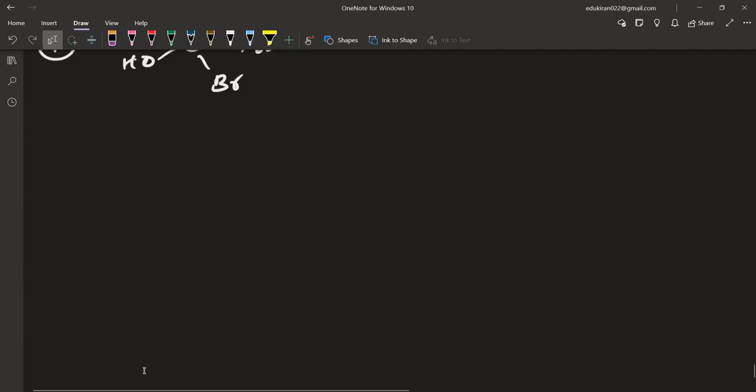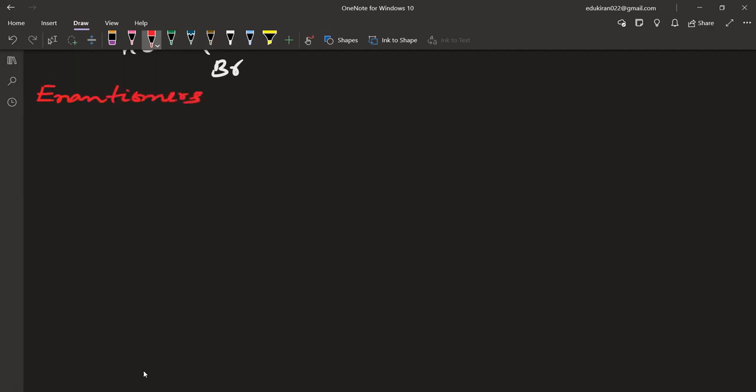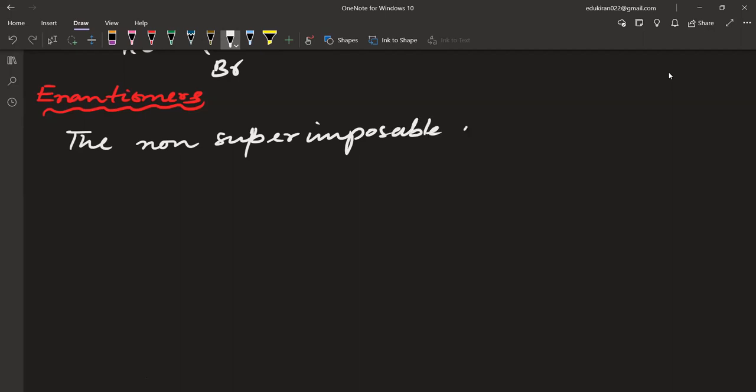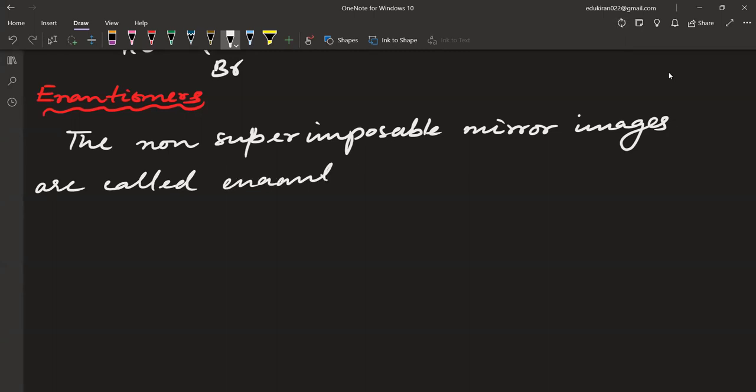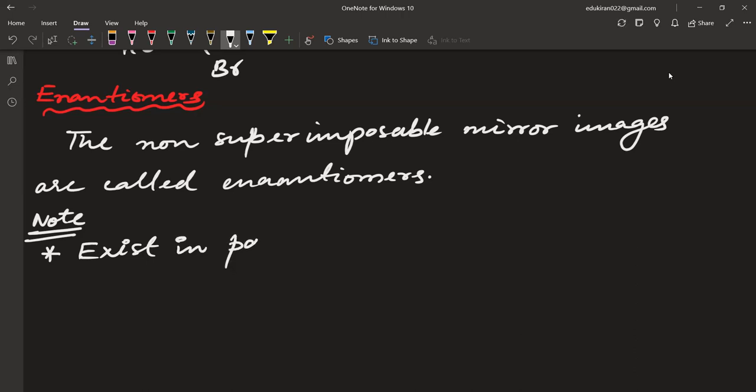Write a topic: enantiomers. What are enantiomers? The non-superimposable mirror images are called enantiomers. Some note about it: the enantiomers will always exist in pairs.